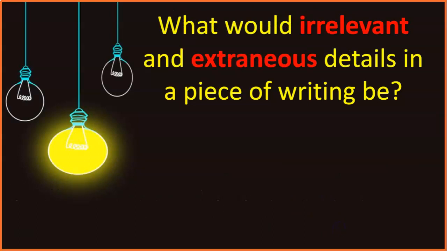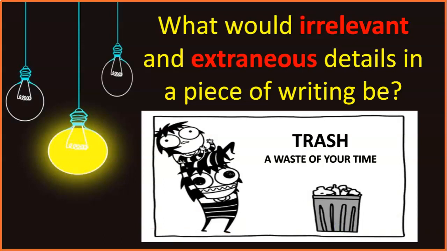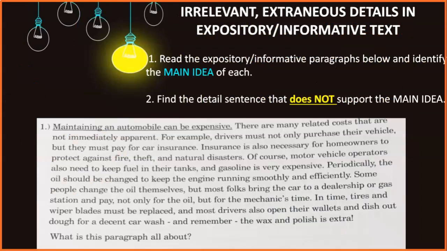So what would irrelevant and extraneous details in a piece of writing be? Extraneous and irrelevant details in a piece of writing are trash. They're a waste of your time. In order to figure out if a detail is extraneous or irrelevant, we have to read the paragraph, figure out the main idea, and then eliminate any sentences that aren't related to the main idea. So we're going to read this paragraph out loud, and figure out what the main idea is. After we figure out the main idea, we're going to find which sentence in this paragraph doesn't support that main idea.